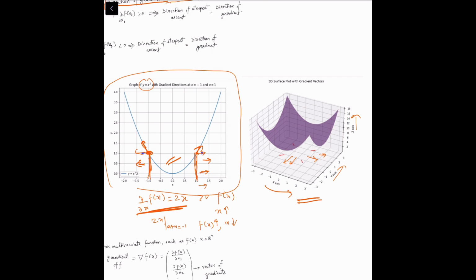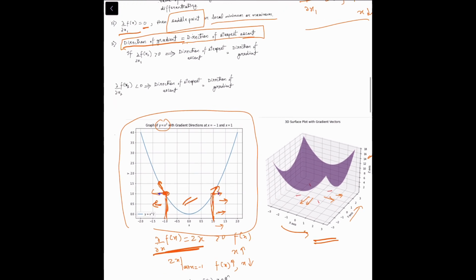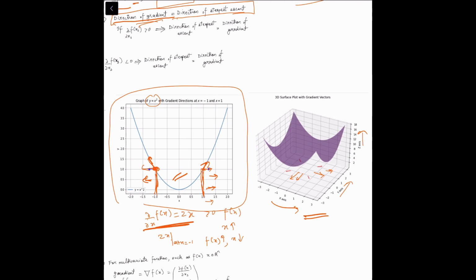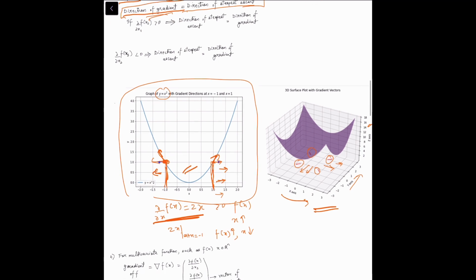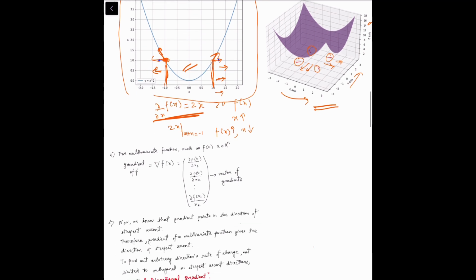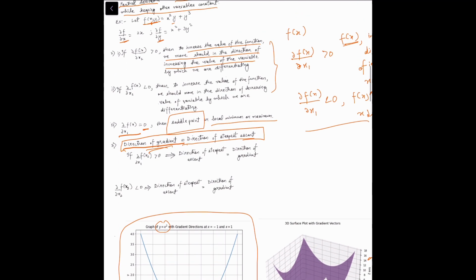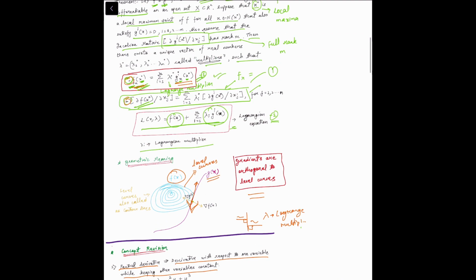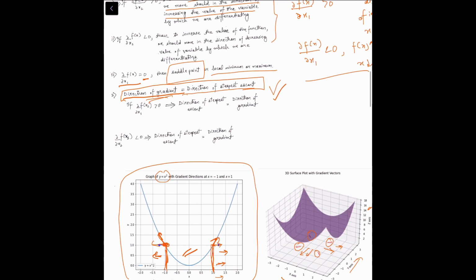So to get that direction, we know that the direction of the gradient gives us the direction of steepest ascent. So the four small arrows which you see are the direction of the gradient, or the direction of the steepest ascent. Now this property is very useful. We'll see how this plays an important role in the derivation, or in the geometric intuition, of Lagrange.